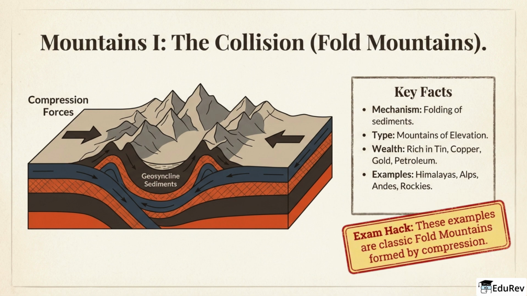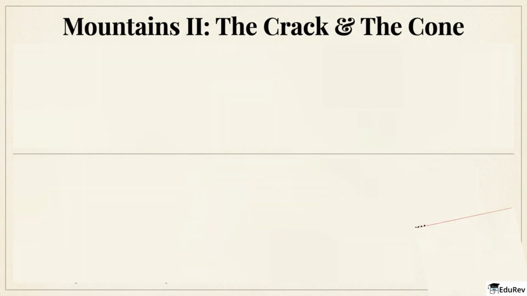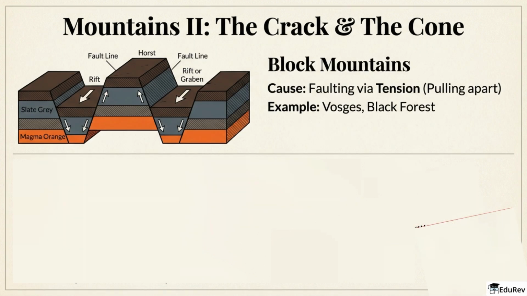Now we contrast this with mountains formed not by squeezing but by cracking. Now look at the title logic: crack and cone. Block mountains form due to faulting via tension, meaning pulling apart. The diagram shows fault lines, a raised block called horst, and a rift or graben on the downthrown side. Examples given are Vosges and Black Forest.